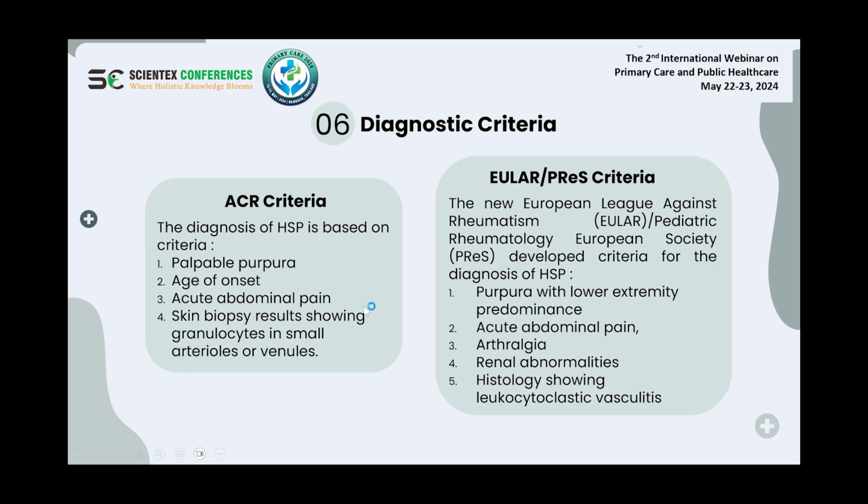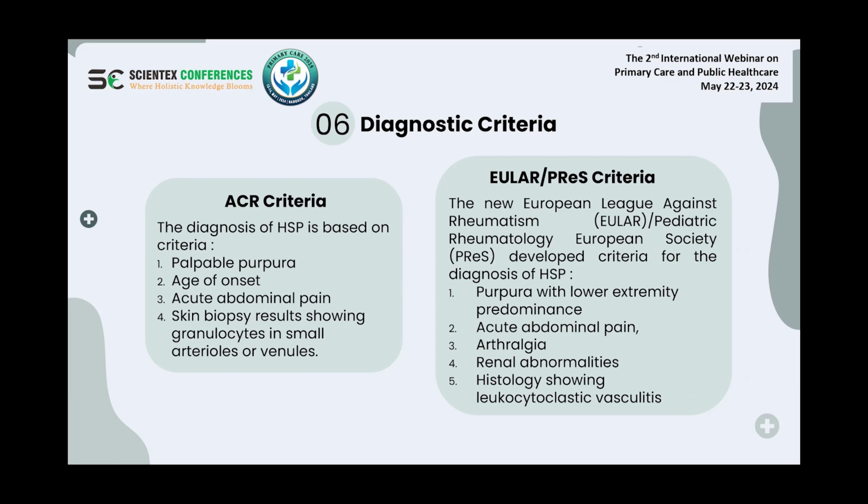Then secondly, the EULAR, or European League Against Rheumatism, developed criteria for the diagnosis of HSP. First is purpura with lower extremity predominance. Second, acute abdominal pain. Third, arthralgia or renal abnormalities. And the last is histology showing leukocytoclastic vasculitis.